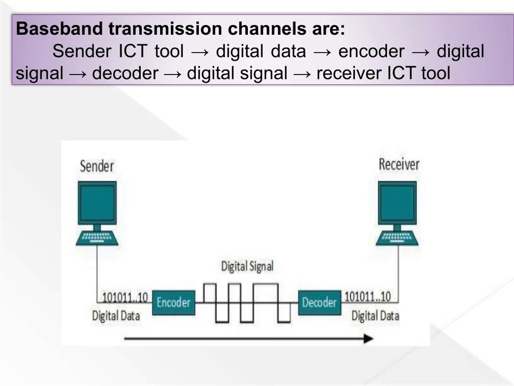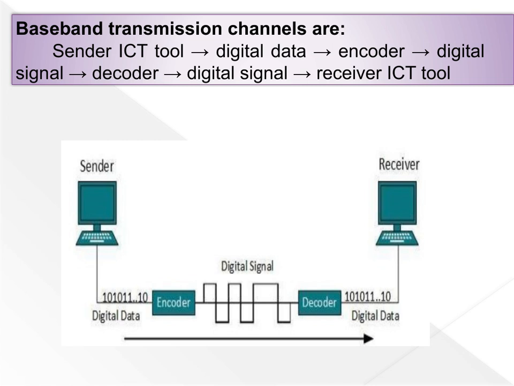So let's take a closer look at baseband transmission channels. Essentially, this process starts with the sender's ICT tool, which is responsible for generating the digital data that needs to be transmitted. From there, this digital data is fed into an encoder, which converts it into a digital signal suitable for transmission. Once encoded, the digital signal travels through the channel, and then it reaches the decoder, which interprets the incoming digital signal back into a form that can be understood and utilized by the receiver. After decoding, the digital signal is delivered to the receiver's ICT tool, completing the transmission process.